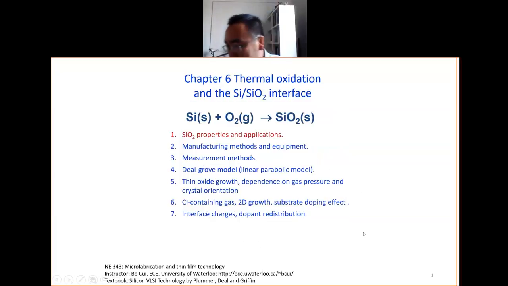So now let's start chapter 6, thermal oxidation. The idea is very simple. We have the silicon, and react with oxygen at high temperature, about 1000 degrees, to form silicon oxide. Another possibility is that the oxygen is replaced by the water molecule. This is the dry oxidation. This one is called the wet oxidation.